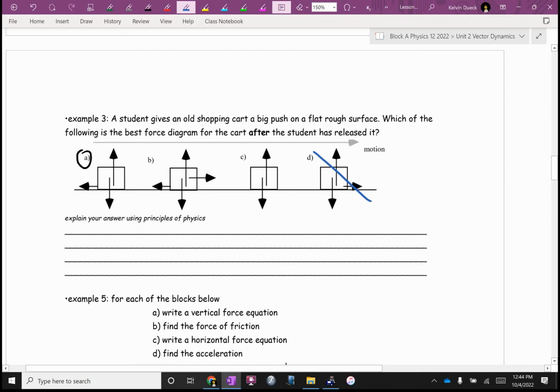What's wrong with C? How would C behave in terms of its acceleration if all the forces were balanced? It would keep going in a straight line at a steady speed like in outer space. I think it was slowing down. Yes?